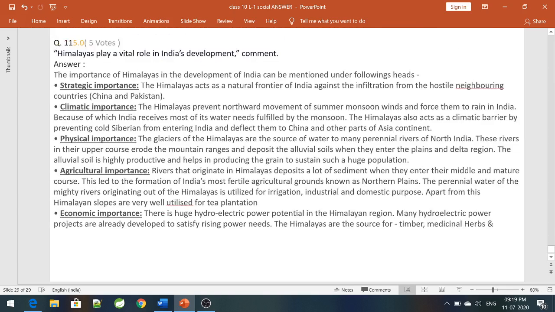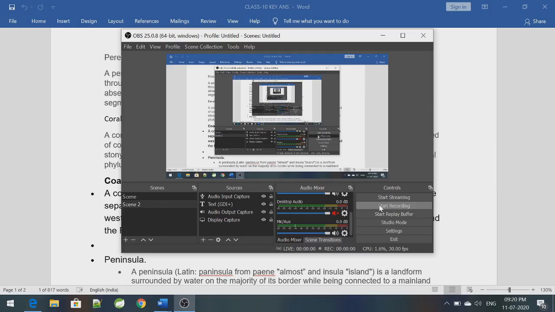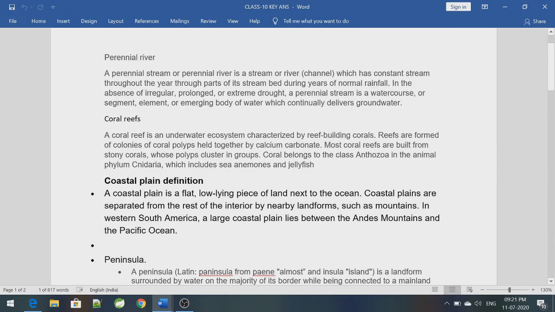And next one. The Himalayas play a vital role in Indian development. Comment. Strategic importance, climatic importance, physical importance, agricultural importance, and economic importance. See, these are the key answers.